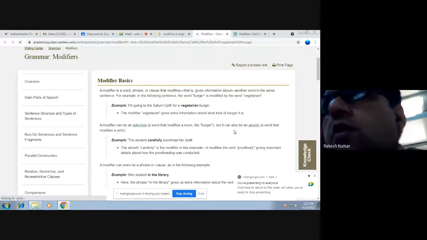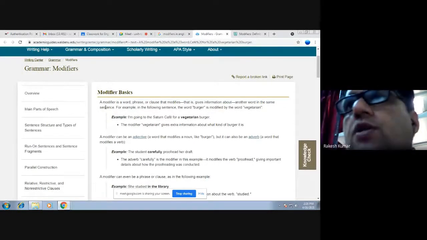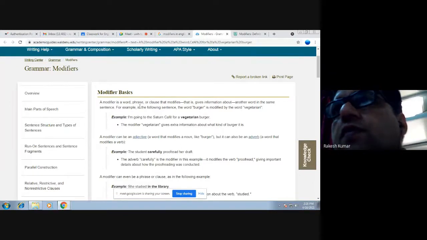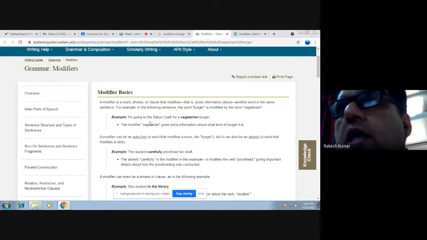What is basically a modifier? What does it mean? So we can see very nicely it has been mentioned here in the definition. A modifier is a word, phrase, or a clause that modifies, that is, gives information about another word in the same sentence. For example, in the following sentence, the word burger is modified by the word vegetarian. I am going to Satin Cafe for a vegetarian burger. The modifier vegetarian gives extra information about what kind of burger it is.